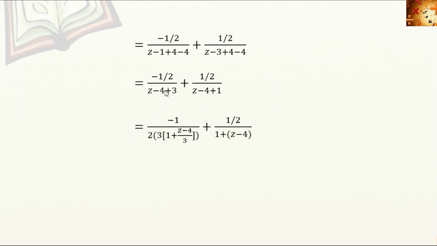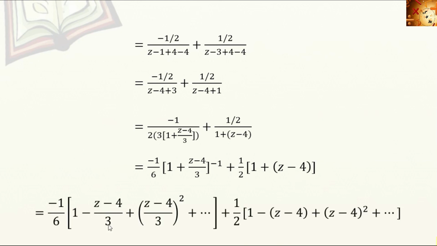Next, minus 1 by 2 into, here in the denominator, taking 3 outside, then it will be of the form 1 plus (z minus 4) by 3, plus 1 by 2 divided by (1 plus z minus 4). Then this is equal to minus 1 by 6 into (1 plus (z minus 4) by 3) whole power minus 1 plus 1 by 2 into (1 plus z minus 4) whole power minus 1. Give the series expansion. So this is the answer.